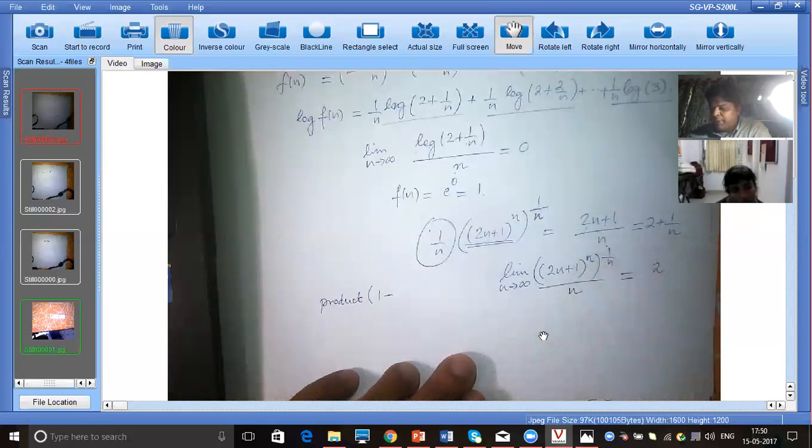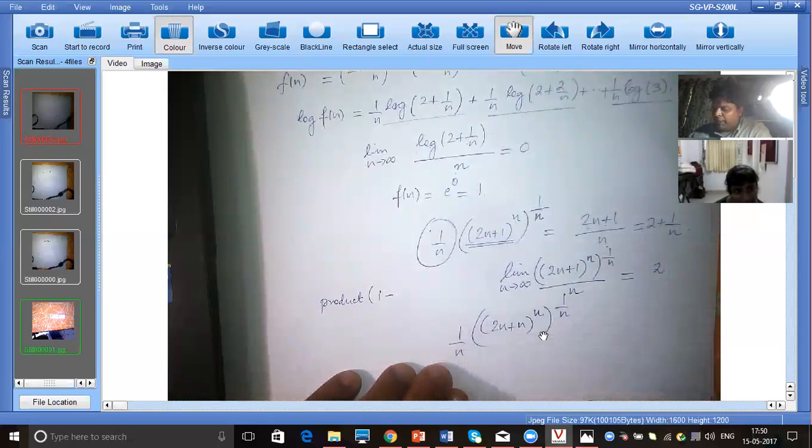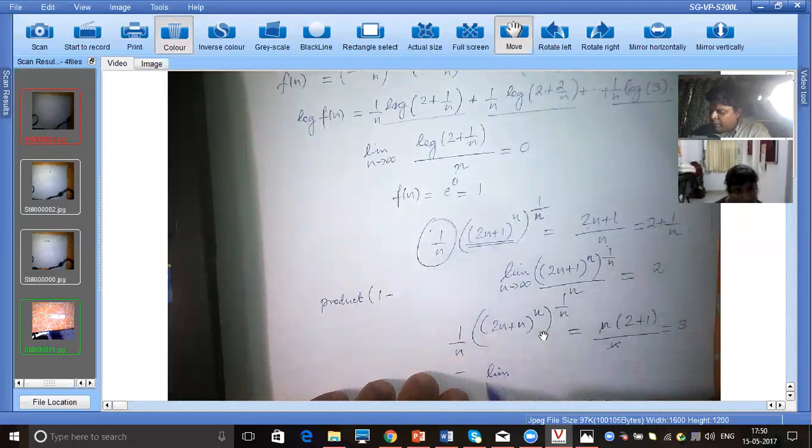What about the upper limit? 2n plus n. So let's go for 2n plus n whole to the n whole to the 1 by n. And this is equal to, 1 by n and n will cancel off. N will come out of here. N times 2 plus 1 by n, and that is equal to 3. So this tells me that the limit as n goes to infinity of f of n is less than or equal to 3, and is greater than or equal to 2.